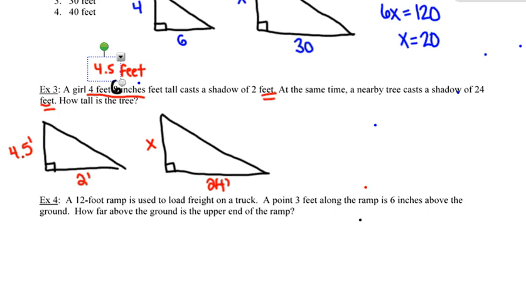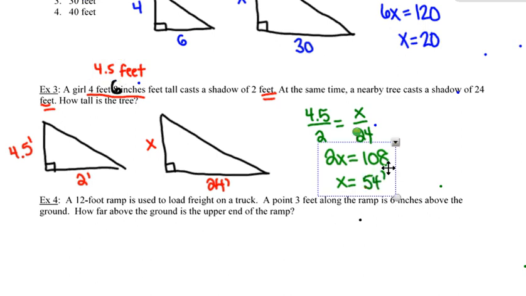So again, I'm going to go ahead and set up my proportion. The height of the girl, 4.5, over her shadow, 2, equals the height of the tree over its shadow, 24. So again, I'm going to go ahead and cross multiply here. So 2x is now equal to 108, making x, the height of the tree, 54 feet tall. And that's a pretty tall tree, but still somewhat reasonable.